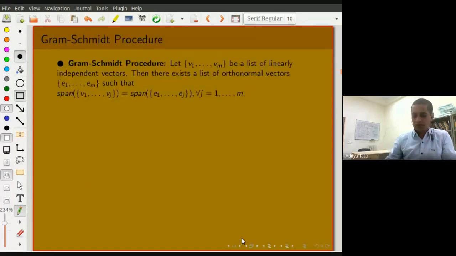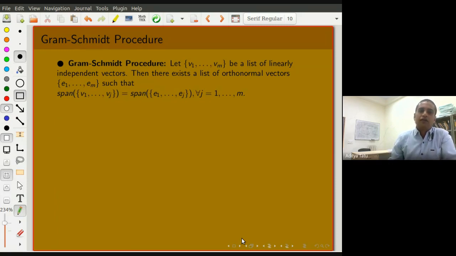Then let's talk about another tool. As of now, we have distinguished between linearly independent vectors and orthogonal or orthonormal vectors. So this Gram-Schmidt procedure is a way in which we can convert linearly independent vectors into orthonormal vectors. Moreover, it doesn't just randomly do this.